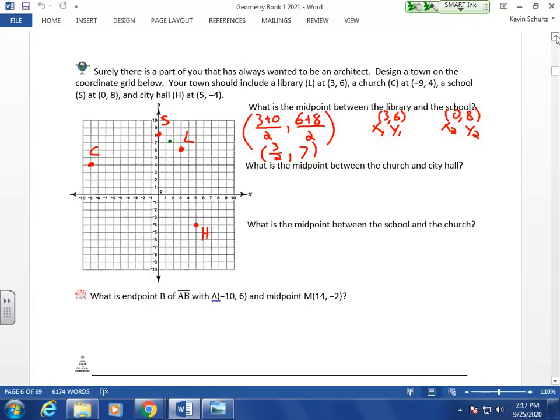And does that look to be in the middle between the school and the library? Yes, it does. So you would know that you did it correctly. If you used the midpoint formula and you plotted the point and your point was somewhere over here, that's not in the middle of the school and the library. That's why I give you the coordinate plane, because I want you to plot the point and verify that it's in the right spot.